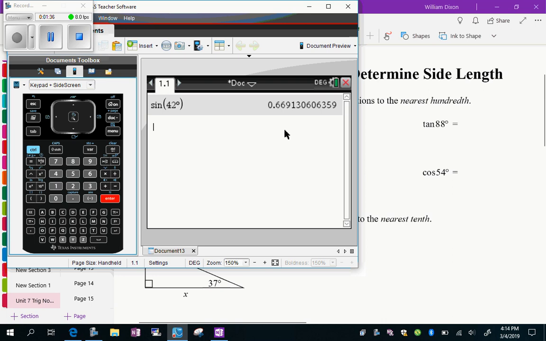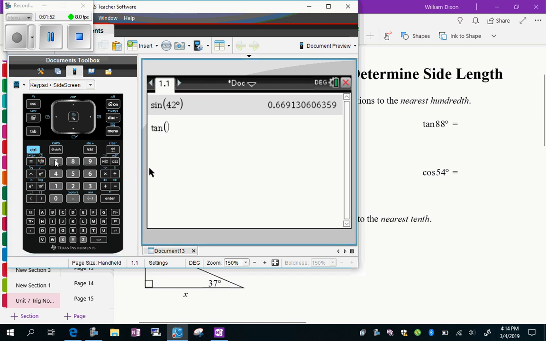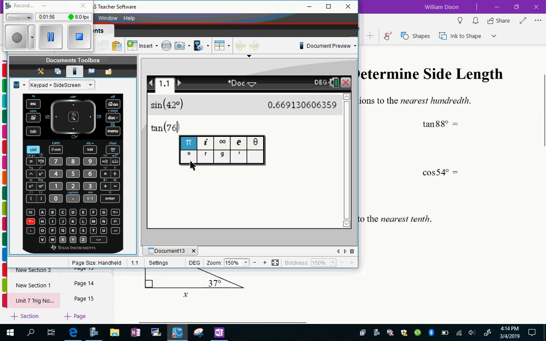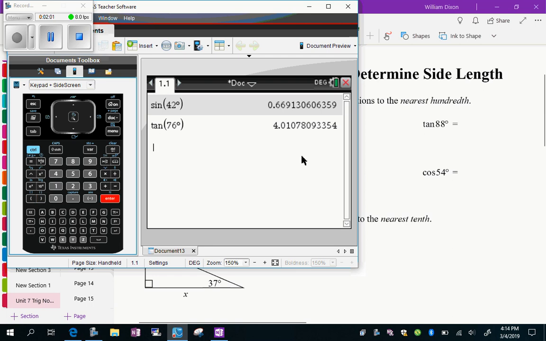For time's sake, I'm going to enter these in, and I want you to copy in the answers. The next one I'm going to do is the tangent of 76 degrees. So I'm going to hit trig, go over to tangent, 76 degrees, close the parentheses, enter, and I want you to copy in that number to the nearest 100th.